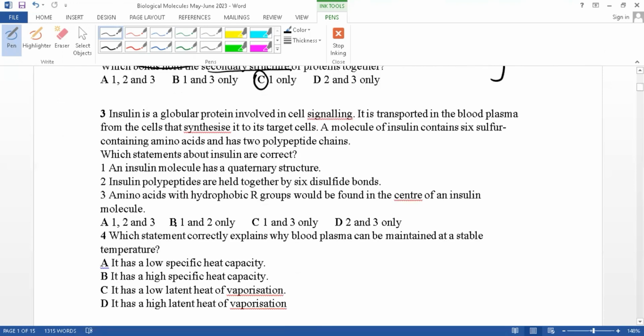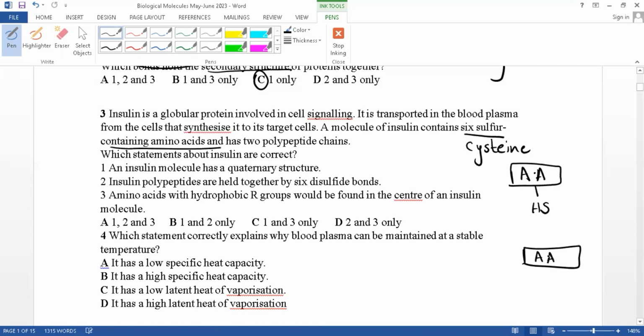Thirdly, insulin is a globular protein involved in cell signaling. It is transported in blood plasma from the cells that synthesize it to target cells. A molecule of insulin has 6 sulfur containing amino acids. What are sulfur containing amino acids? These are cysteine. Sulfur containing amino acids have H and S in their R chain.